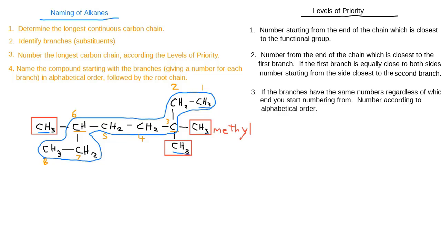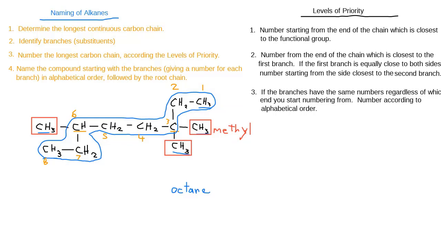Some people like to actually start with the end first. So what would the root chain name of this be? Since the longest chain has 8 carbons and we are dealing with single bonds, it's going to be octane. All right, so this is octane. Now we also have our 3 branches. So what would we have to put for that?